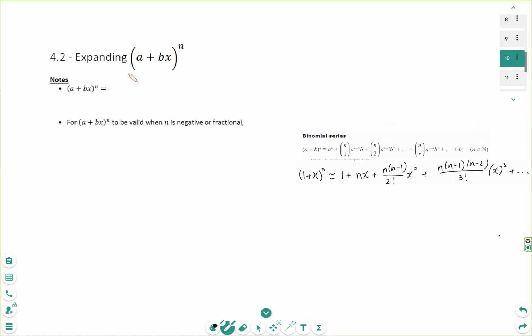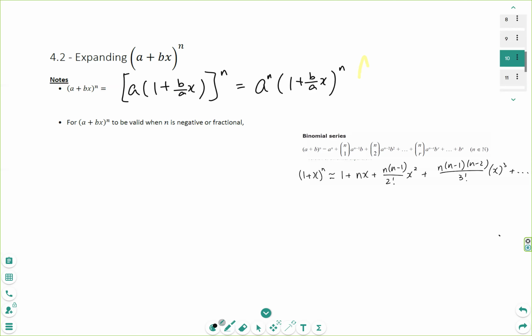We can factorize a first. This step is quite important. We factorize the a inside the bracket, so the power of n is still outside. Factorizing a becomes 1 plus b over a x, with everything happening inside the power of n. Then if we take the a out, we get a to the power of n times 1 plus b over a x, to the power of n.